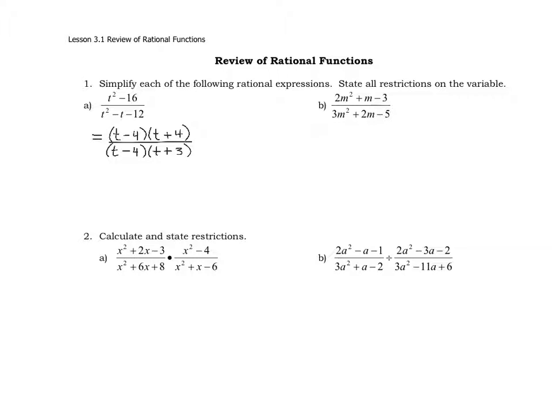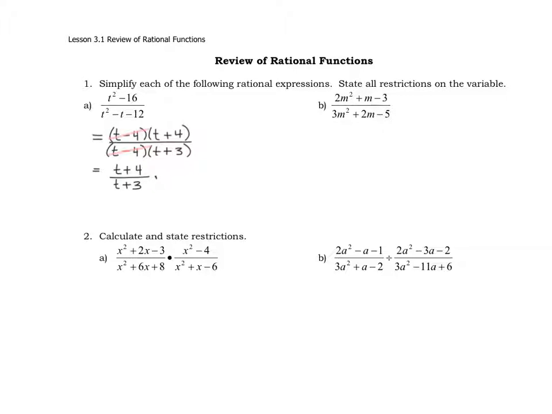Okay, so we factored numerator and denominator separately, and now we see that we have our t minus 4 common, so we can divide both the numerator and denominator by t minus 4. It's gone. So we're left with our final simplified expression, t plus 4 divided by t plus 3.